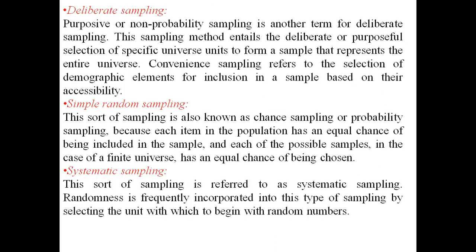So first, deliberate sampling. Purposive or non-random sampling is another term for deliberate sampling. This sampling method entails the deliberate or purposeful selection of specific universe units to form a sample that represents the entire universe. Convenience sampling refers to the selection of demographic elements for inclusion in a sample based on their accessibility.